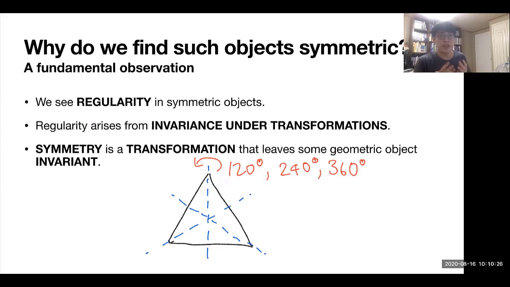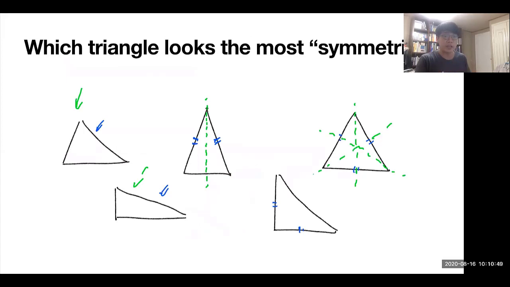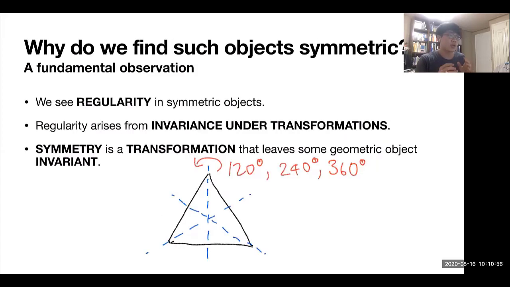And these, indeed, for an equilateral triangle, give you more examples of transformations that leave this triangle invariant. And that's a key point. So the mathematical study of symmetries is really not about this intuitive, sort of naive idea of regularity. The key point is that when you have such regular and symmetric objects, you have more of these transformations.